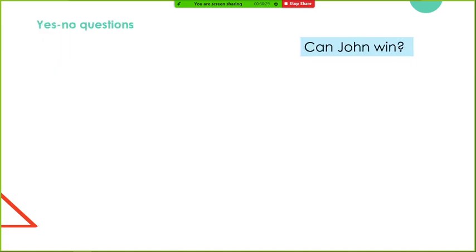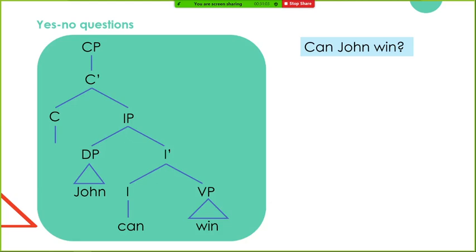Okay, now in order to extend this a bit further, we can see that there are other instances which we might analyse as involving the movement of a head. Consider this sentence, can John win? This is an interrogative. Specifically, it's a yes-no question, because the answer to it is either going to be yes or no. And it involves a syntactic phenomenon known as inversion, inasmuch as the order of the subject and the inflection is inverted. As we know, the typical order of the subject and the inflection is that the subject comes first and the inflection follows it.